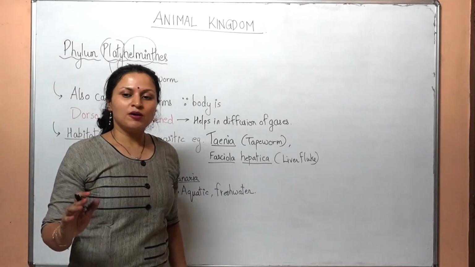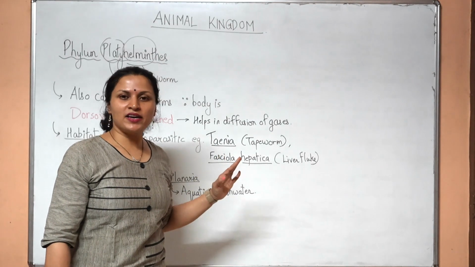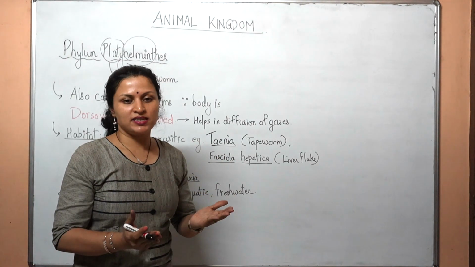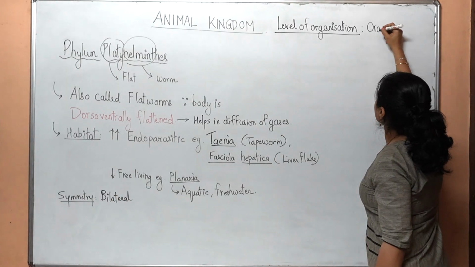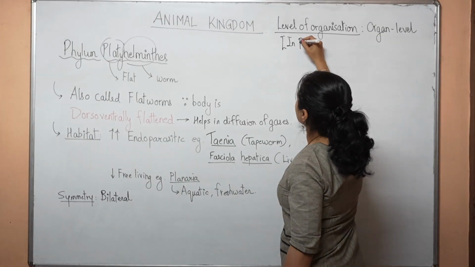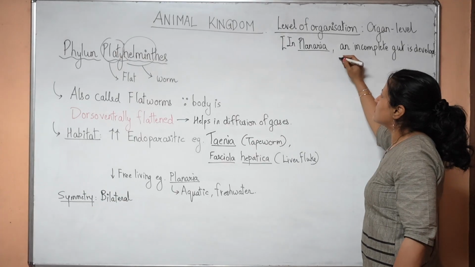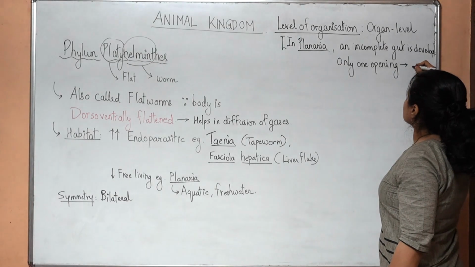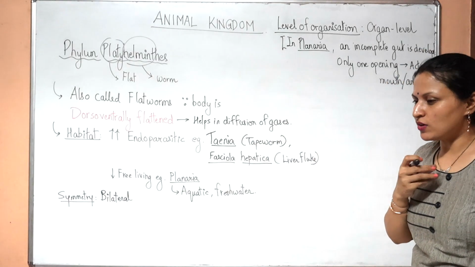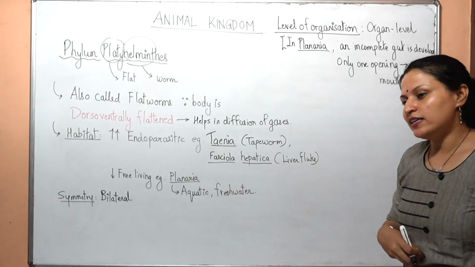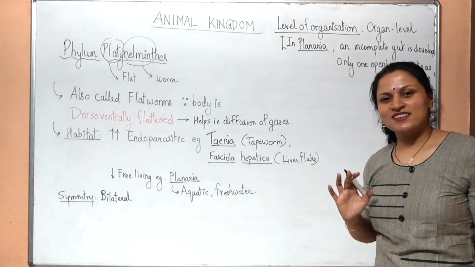Next, symmetry. Up till now, the phyla that you have learned were mainly of radial symmetry, isn't it? This is the phylum which is starting with bilateral symmetry, having left and right sides. Bilateral. Then, level of organization. Organ level. Let us mention in planaria, an incomplete gut is developed. This incomplete gut that the planaria has has only one opening, which acts as mouth and anus, which was also seen in the previous phyla. It will ingest the food through the mouth, digest the food in the gut, and the same opening will act as its anus also. So the mouth acts as anus as well.